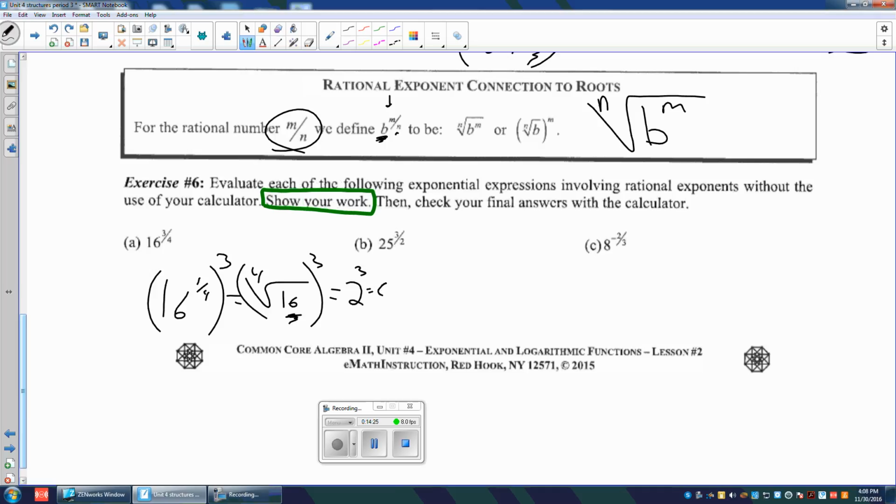2 cubed is 8. Okay, I'm going to tell you right now, you better know all the powers of 2, all the way up to 2 to the 10th. And I want you to know them like that.